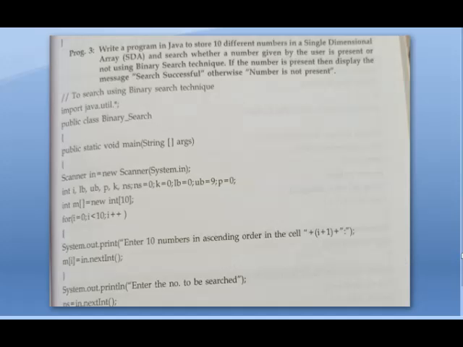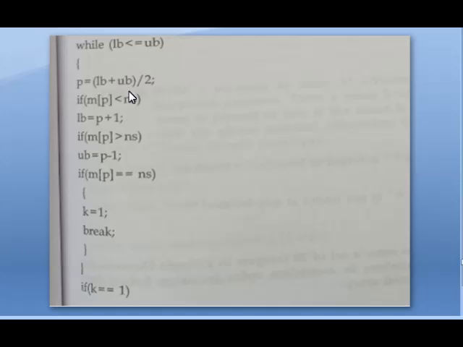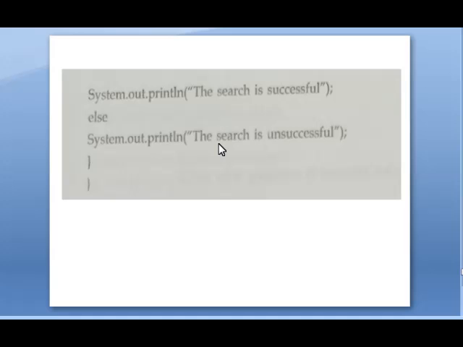Here this is searching, the binary search technique. First we have to accept all the elements in the array. Then we have to find out the mid value. If the mid value is less than the number to be searched, the lower boundary will be increased. If the mid value is greater than the number, then for the upper boundary we have to decrease the value by one. If we find the element, the flag will become 1. When the flag becomes 1, we will write that the search is successful, otherwise the search is unsuccessful.